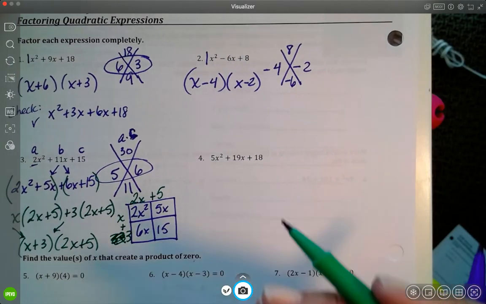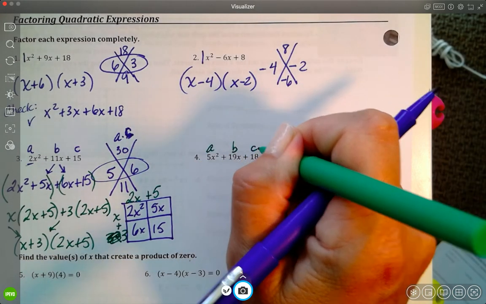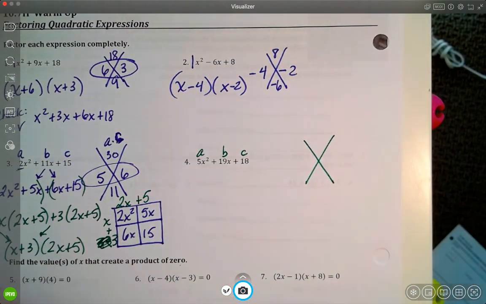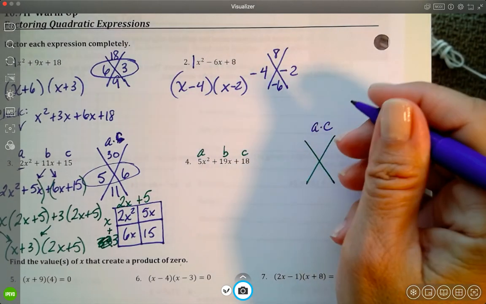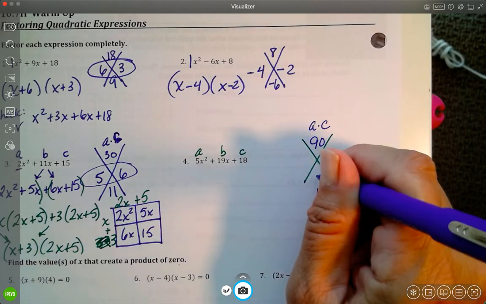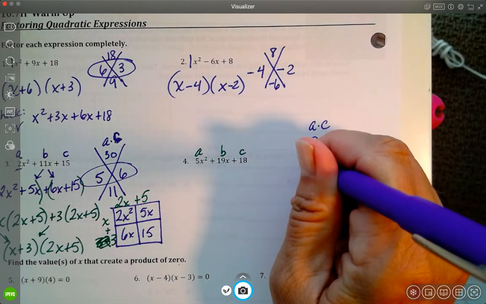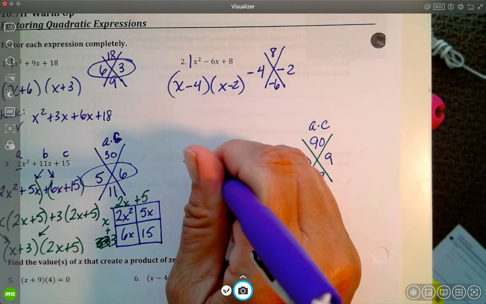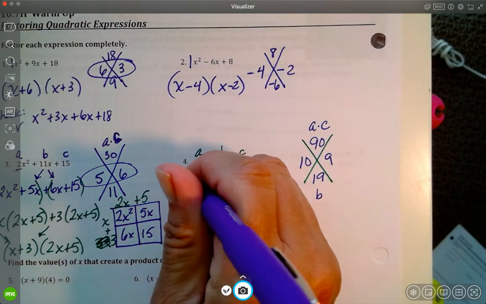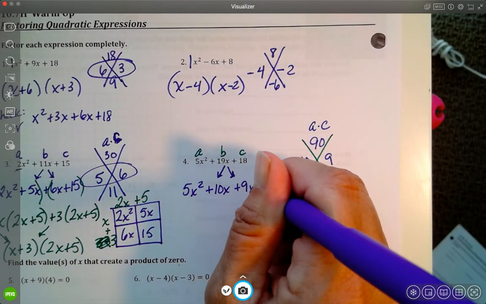All right, over here we have an A, a B, and a C, and our A isn't 1, so we're going to have to go through those steps again. Since I want A times C up here, 5 times 18 is 90, and then I put B down here, which is 19. What multiplies to 90 and adds to 19 is 10 and 9. So I'm just going to use 10x and 9x to split up this 19 so that I actually have 4 terms. So I have 5x squared plus 10x plus 9x plus 18.